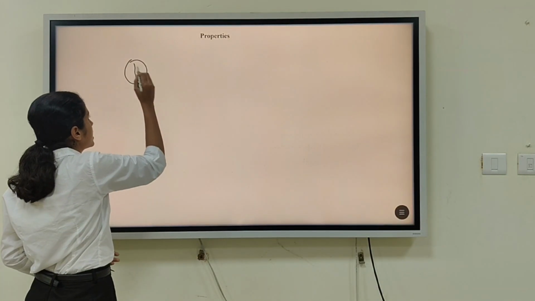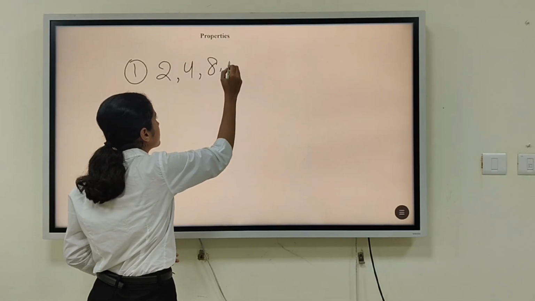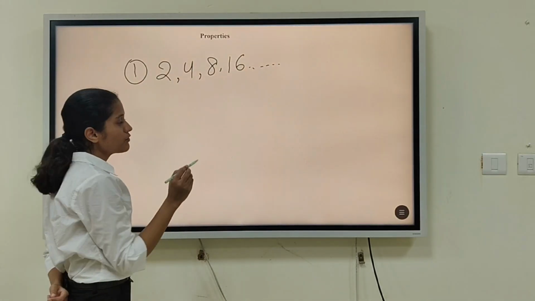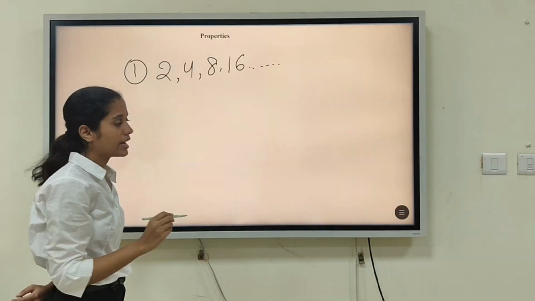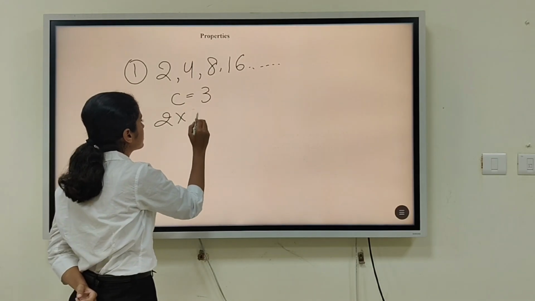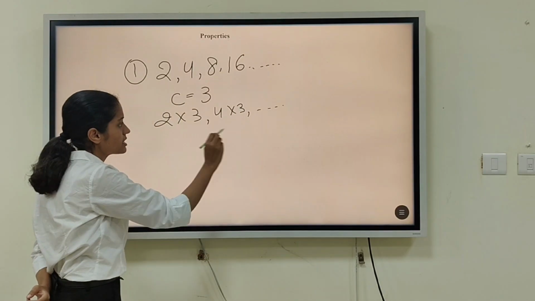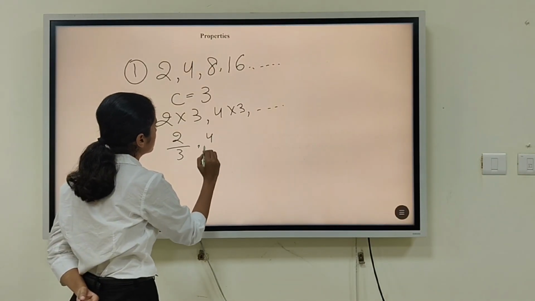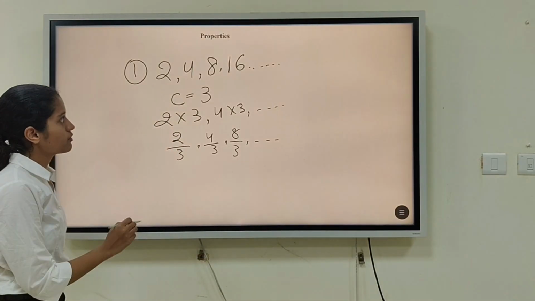First property is, let's suppose you have this GP with common ratio 2. So if you multiply or divide this GP with a constant value, say 3, then the resultant sequence will again be a GP only. This is also a GP only. This is the first property of geometric progression.